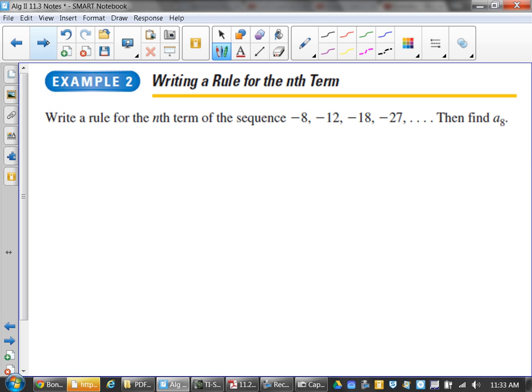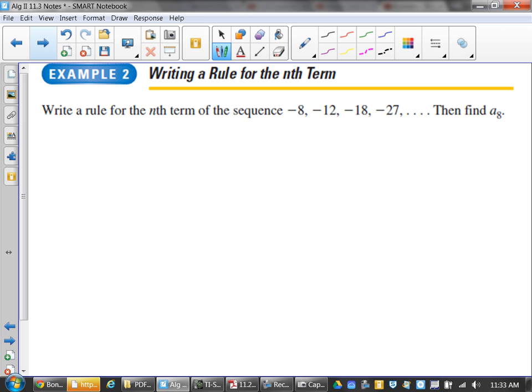Let's try another one. In this case, I'd like you to write the rule for the nth term. My sequence is -8, -12, -18, -27. It is geometric. Once it tells you that it is geometric, the first thing I'm going to do is find my rate. My rate, I take the second term and divide it by the first.